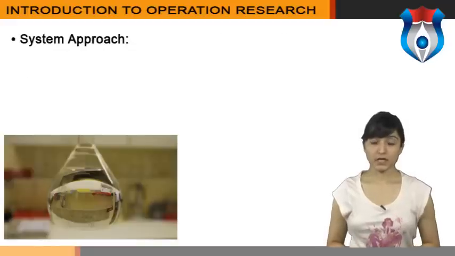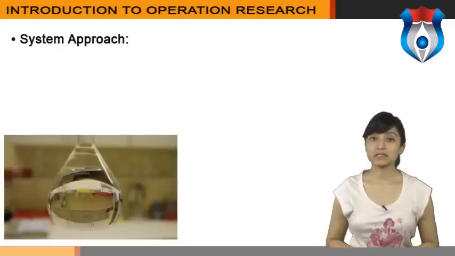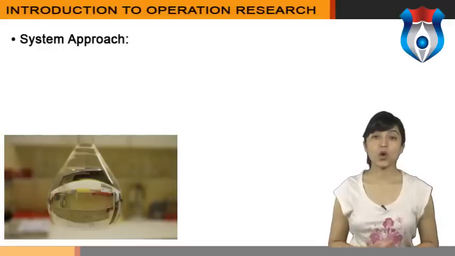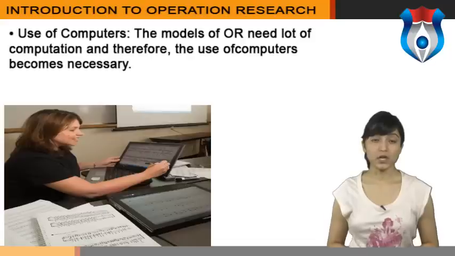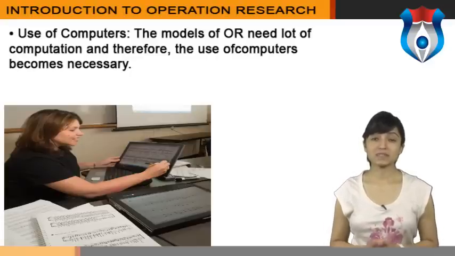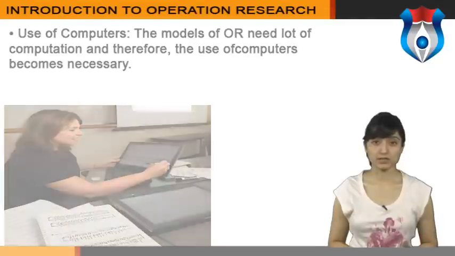System approach. The main aim of the system approach is to trace for each proposal all significant and indirect effects on all subsystems of a system and to evaluate each action in terms of effects for the system as a whole. Mathematical and analytical models of OR to obtain acceptable solution. Use of computers. The models of OR need a lot of computation and therefore the use of computers becomes necessary. With the use of computers, it is possible to handle complex problems requiring a large amount of calculations.